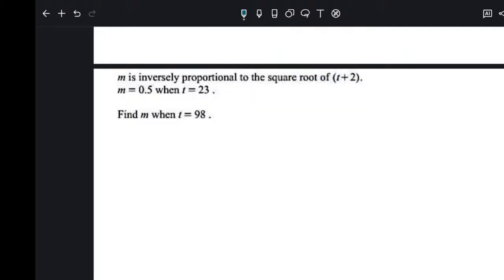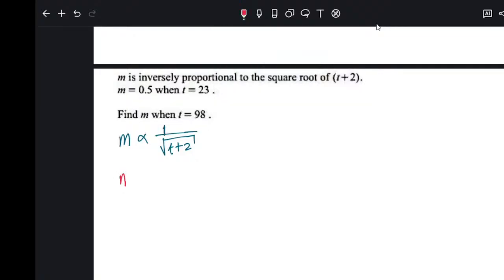Let's see here. M is inversely proportional to the square root of t plus 2. So M is proportional to 1 over. Before you read this last part, when they say inversely proportional, you say M is proportional to 1 over. You say 1 over. Now you say what? Square root of t plus 2. So root t plus 2. Are we together, students?